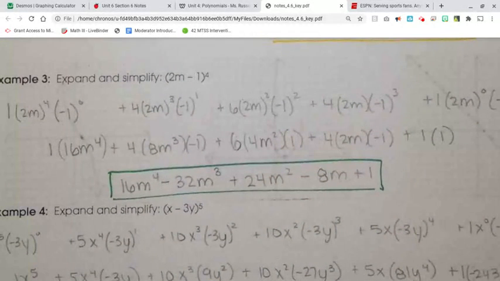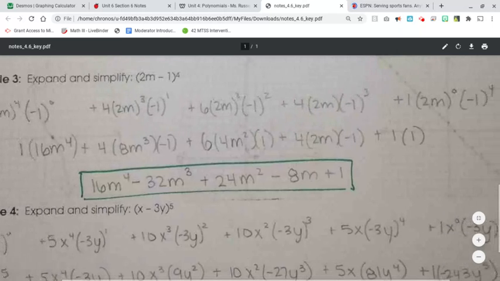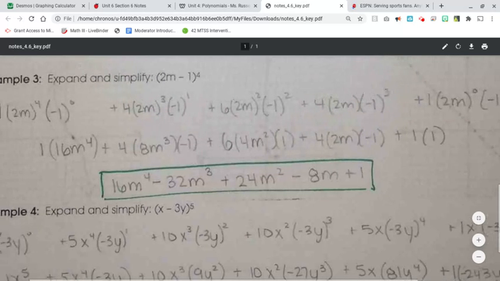So we're going to start with 1, and we're going to use 2m to the 4th, negative 1 to the 0. Then we're going to go 4, 2m to the 3rd, negative 1 to the 1. 6, 2m squared, negative 1 squared. 4, 2m to the 1, negative 1 to the 3rd. And then lastly, 1, 2m to the 0, and negative 1 to the 4th.